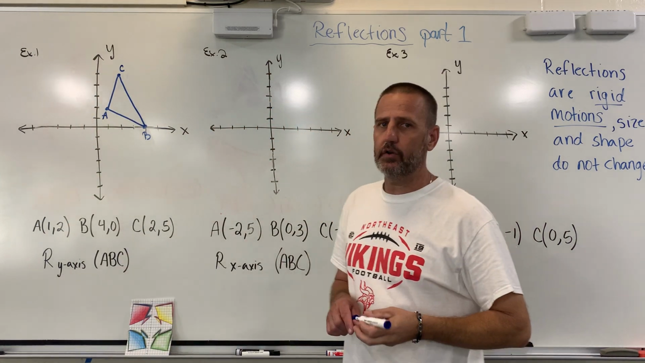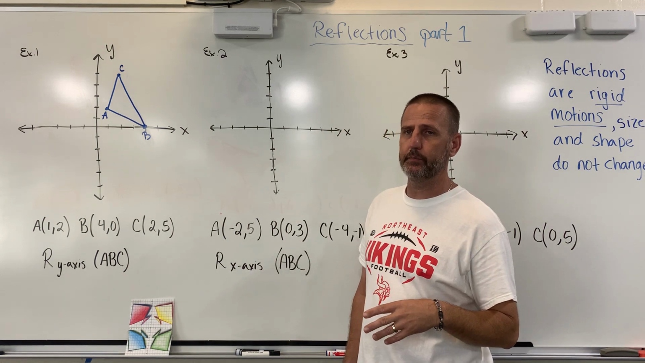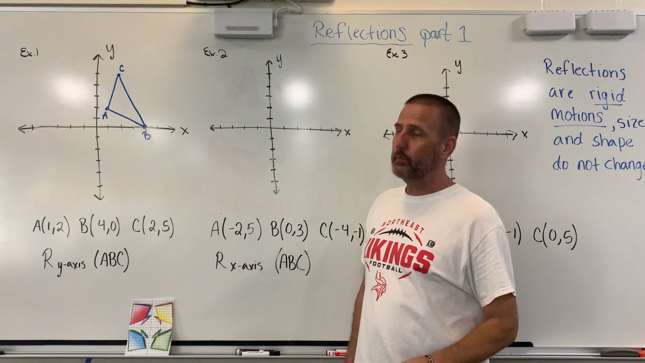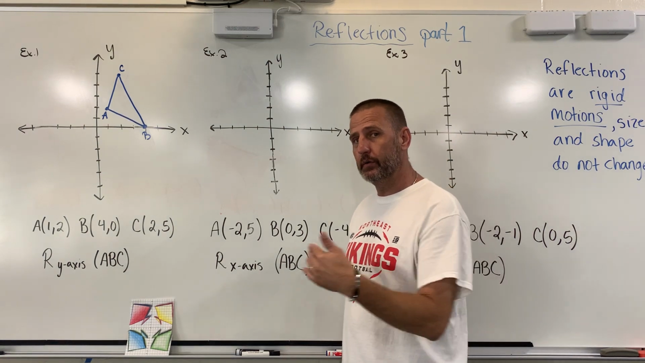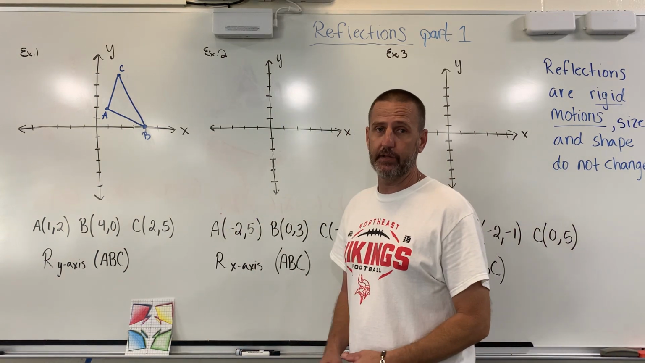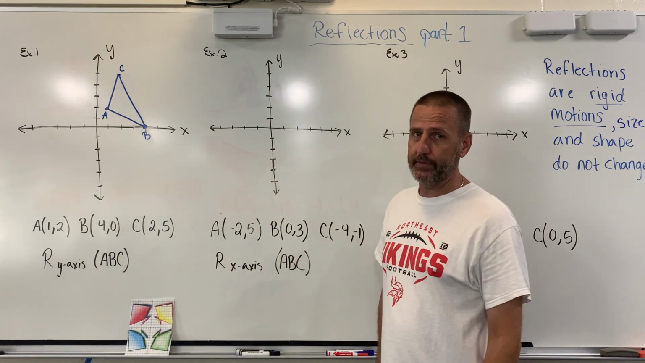Okay, so this is called our pre-image because we're about to do a reflection, which is part of a bigger group of things called transformation. And when we do the reflection, the new triangle I draw has a new name. It's called the image. This is called the pre-image, and what I'm about to draw is called the image.